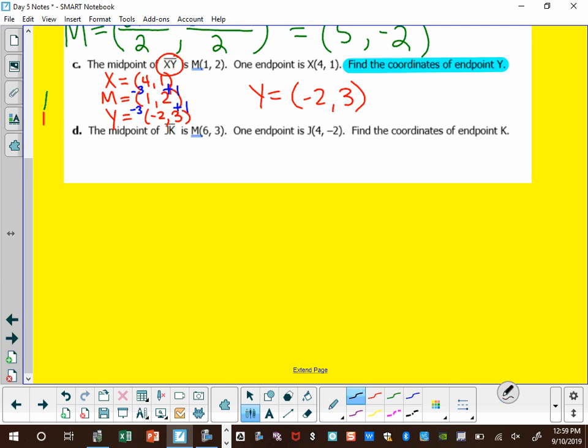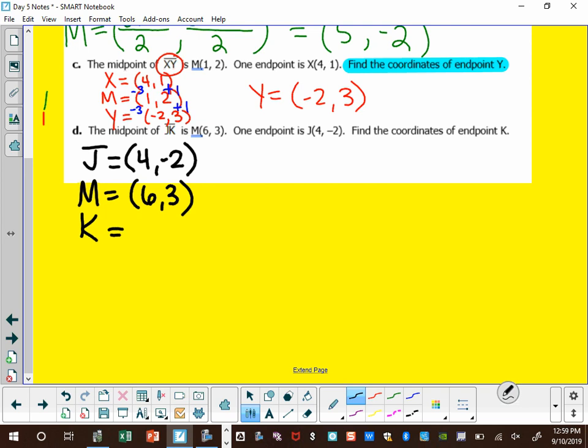Okay, the midpoint of JK, so I'm going to write J and K. The midpoint is 6, 3. Whenever they give us the midpoint, we're going to do it this way. One endpoint is J, which is 4, negative 2. Find the endpoint of K. So I have no idea what K is going to be.